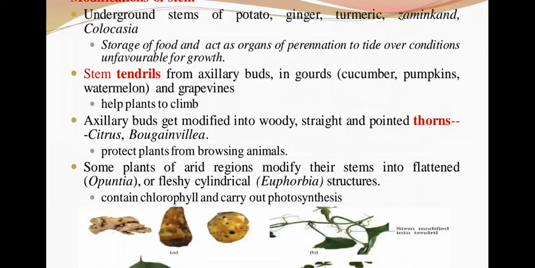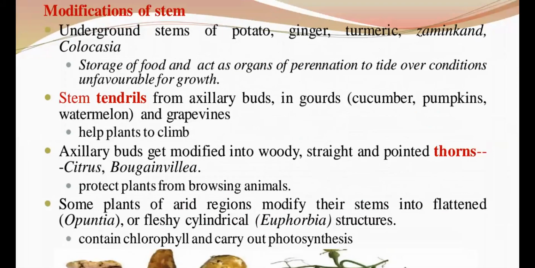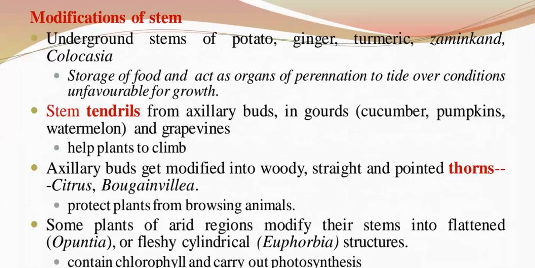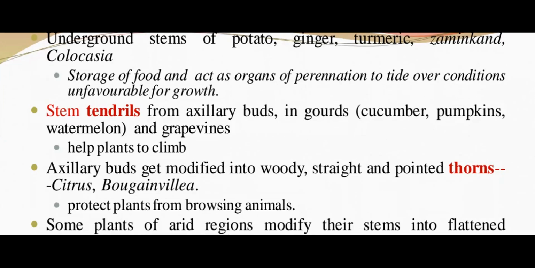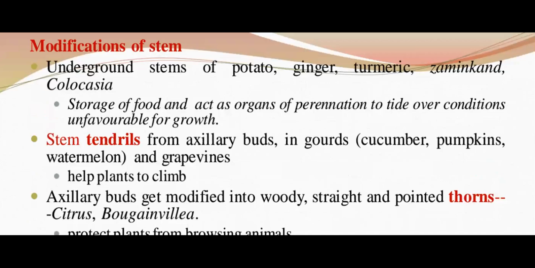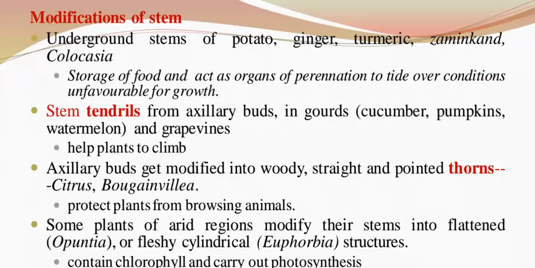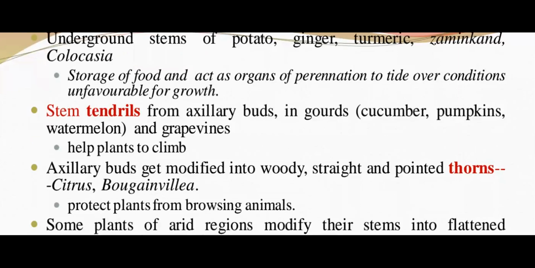As in the case of roots, where we have seen the modifications, similarly, stems also show different types of modification. The stem may not always be typically like what we expect. It performs multiple functions. For example, the underground stems of potato, ginger, turmeric, zamikand, and colocasia are modified for the storage of food, and these act as organs of perennation to tide over conditions unfavorable for growth.